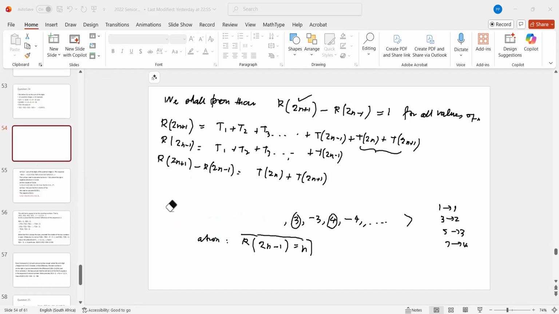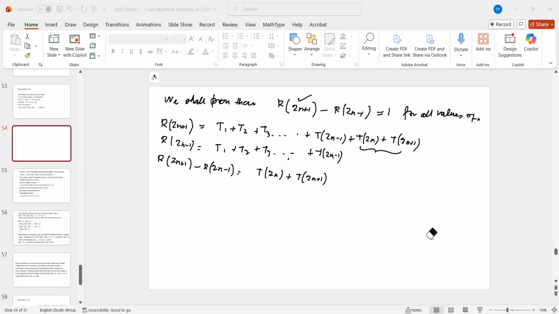So now we need to work out, at this stage here, I'm going to try to work out my R of 1011. So if 2n plus 1 is equal to 1011, that's what I want to calculate. Now, wait a minute.